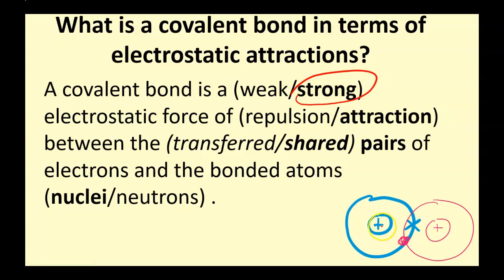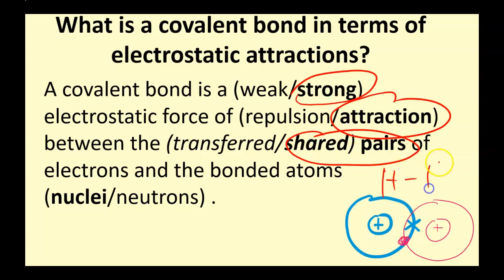Obviously, it's a force of attraction because we've got positive nuclei and shared electrons, so it's an attraction. And it's between, if we look here, we've got a pair of electrons. So if we have a covalent bond, it will have 2, 4, 6, or 8 electrons. So it's going to be pairs, and they're shared. These electrons which are bonding the two atoms together are shared between the two atoms. So it's going to be shared pairs of electrons, and the bonded atoms are the two atoms which have been bonded. So the two hydrogen atoms which have been bonded together with a covalent bond, and it's between the shared pair of electrons and their nuclei.